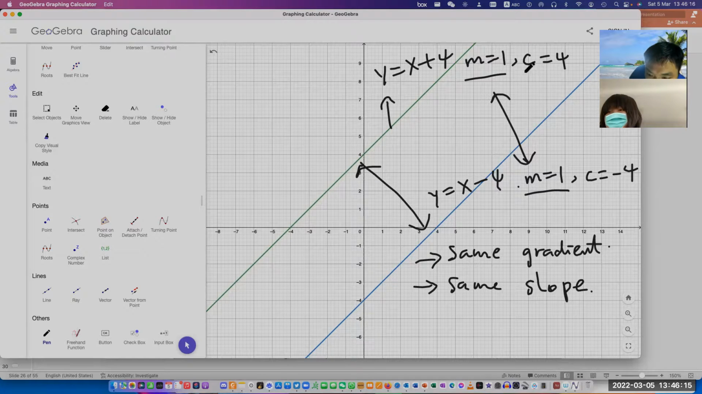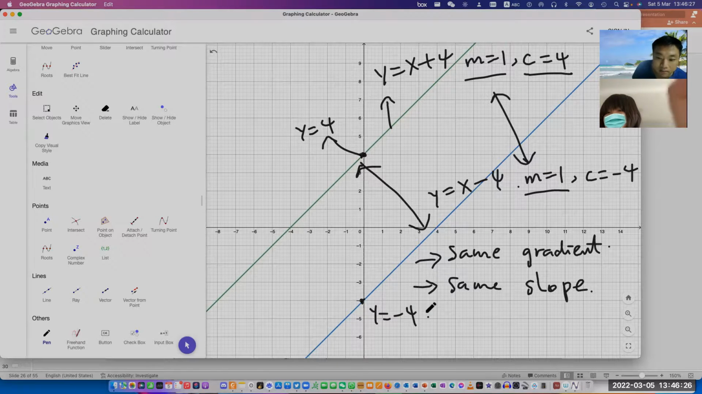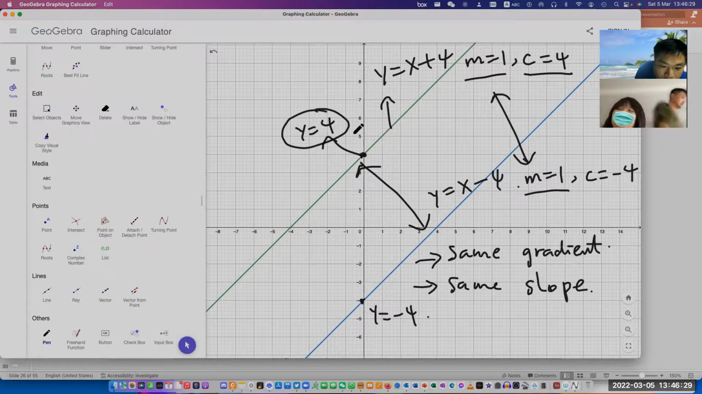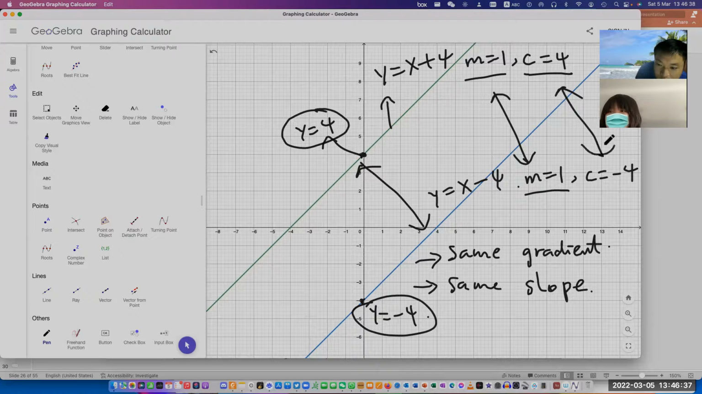What is the difference? The y-intercept is 4. Where is 4? This is 4, y equals to 4. Then what about here? y is equal to -4. So they have different y-intercepts. This line cuts the y-axis at 4, and this line cuts the y-axis at -4. That's why you see the difference here. They are parallel because of the same slope, same gradient, but they don't overlap each other because of the y-intercept.